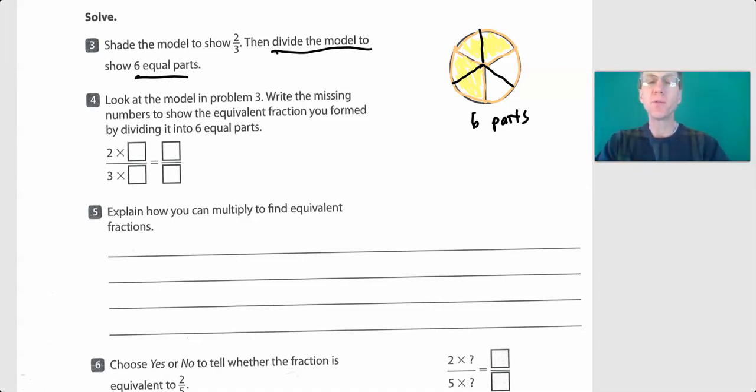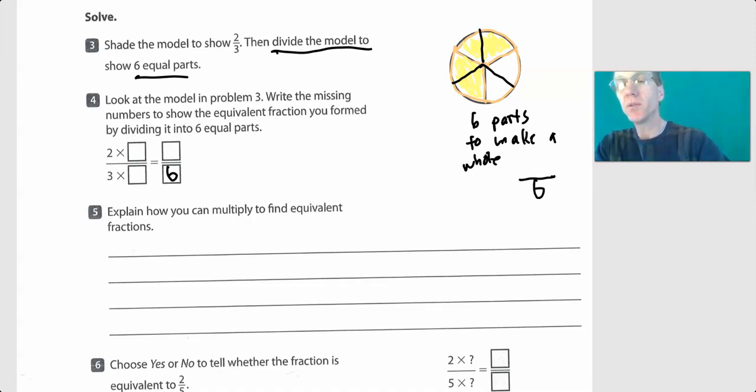Look at the model in number 3. Write the missing numbers to show the equivalent fraction you formed by dividing it into 6 equal parts. So the new fraction was 6 equal parts, 6 parts to make a whole. So in other words, the bottom of our fraction is going to be 6. And then we have 1, 2, 3, 4 parts shaded in. So 4 parts out of 6 parts right here.